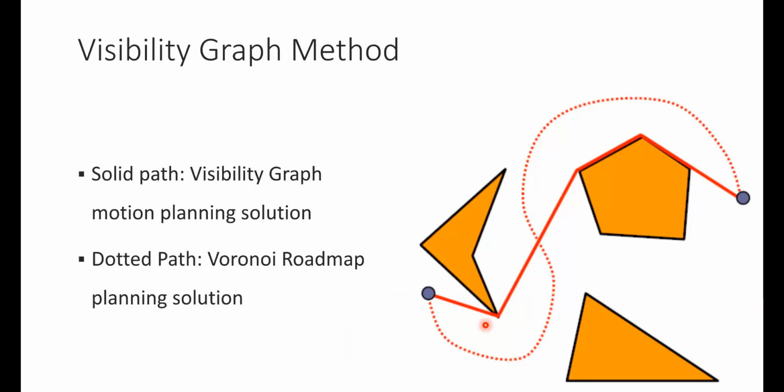So for the visibility graph, the first thing we would try is just a straight line path from start to goal.